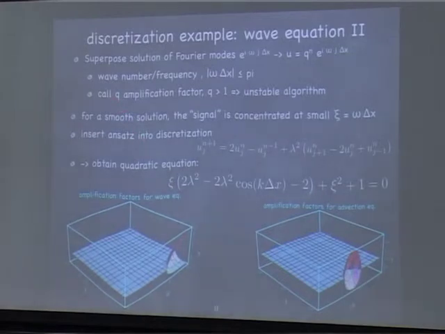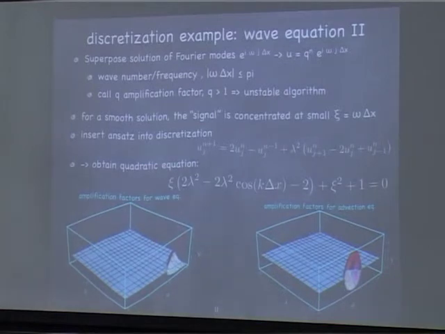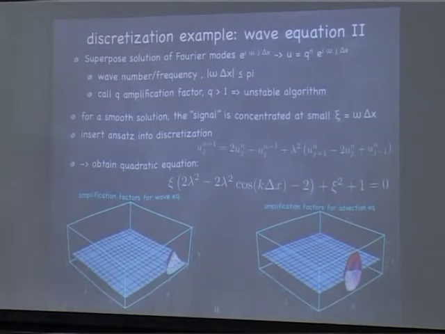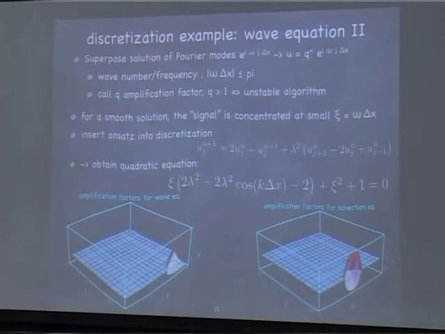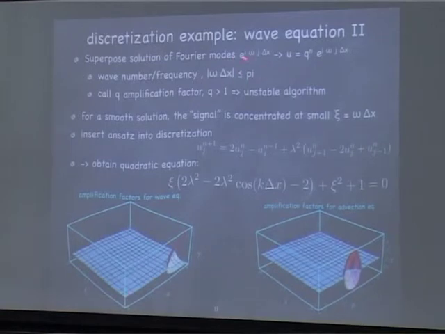Another thing we have to think about, to interpret what's going on here: if you have a smooth solution, then the signal has to be concentrated at small frequencies. The appropriate variable that we could say is small, we call psi. This is like omega delta x. This is the thing where we can check that. You can check it for yourself, that the way we've set up our grid, this is always smaller than pi.